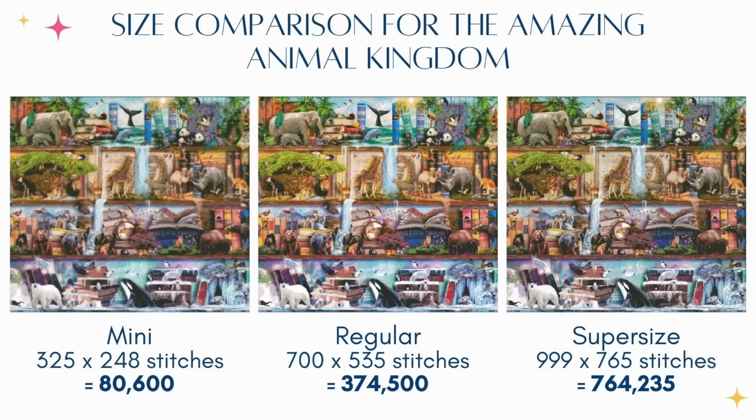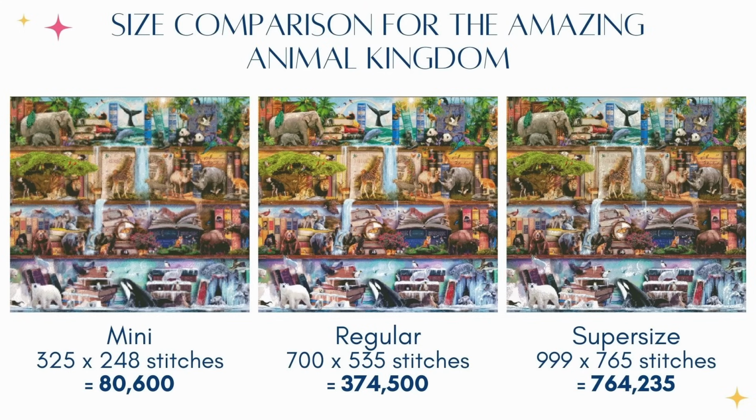I have a slide here to show you a comparison of the different sizes available for the Amazing Animal Kingdom, and the pictures on here are the mock-ups. They're probably too small to really see the difference, but hopefully you'll get the idea. The middle image is the regular size that I stitched. The mini version is 325 by 248 stitches, a total of 80,600 stitches. When I look closely at the mock-up of this size, so much detail has been lost. A lot of the animals look a little bit blurry, and I don't think I would have been happy with it.